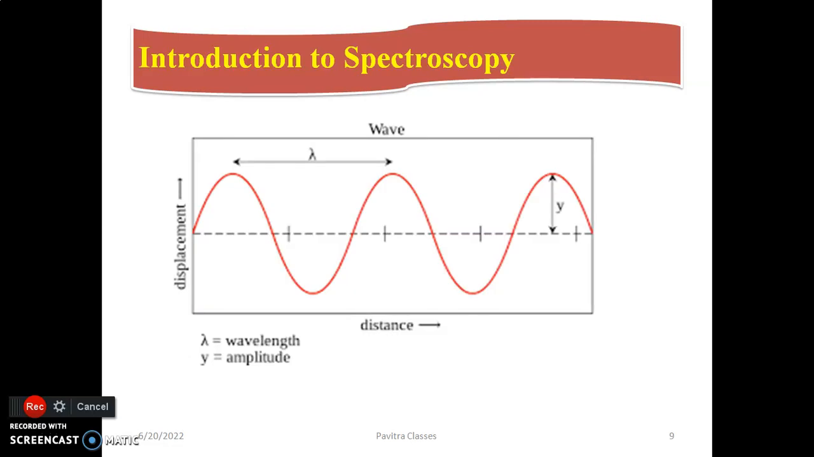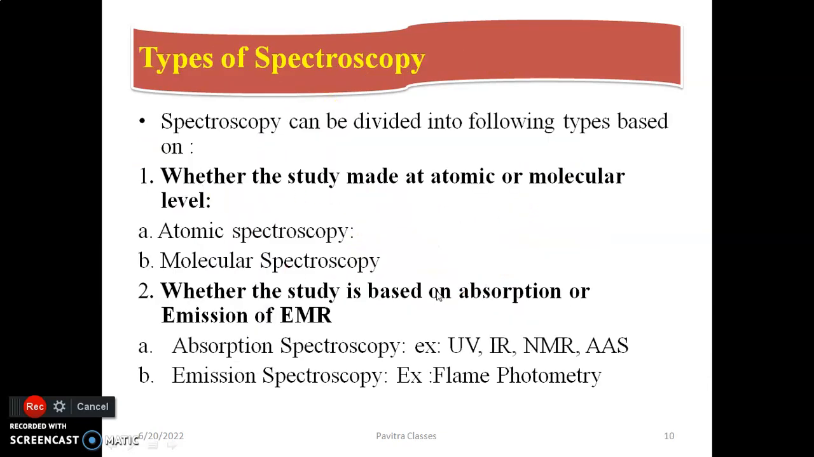So this is the wave diagram. Here you can see wavelength is the distance between two successive maximas. The upper ones are the maximas, and these are the minimas. Here y is the amplitude. If it is a wave, this is the wavelength, this is the amplitude, and this 1 by lambda is the wave number.